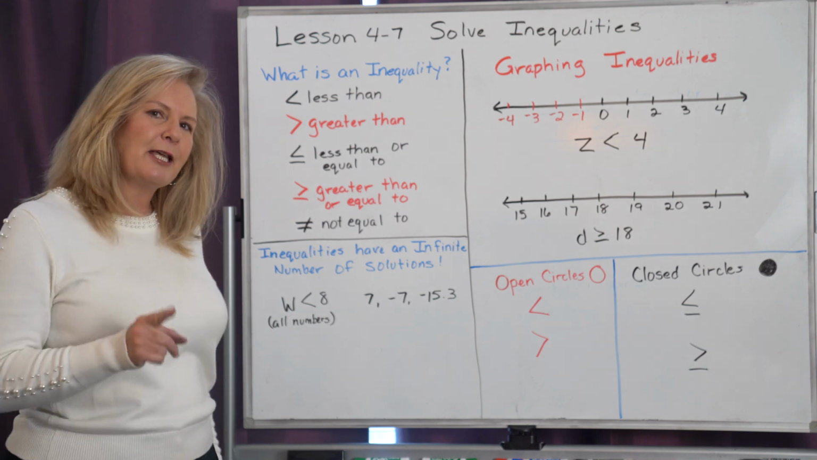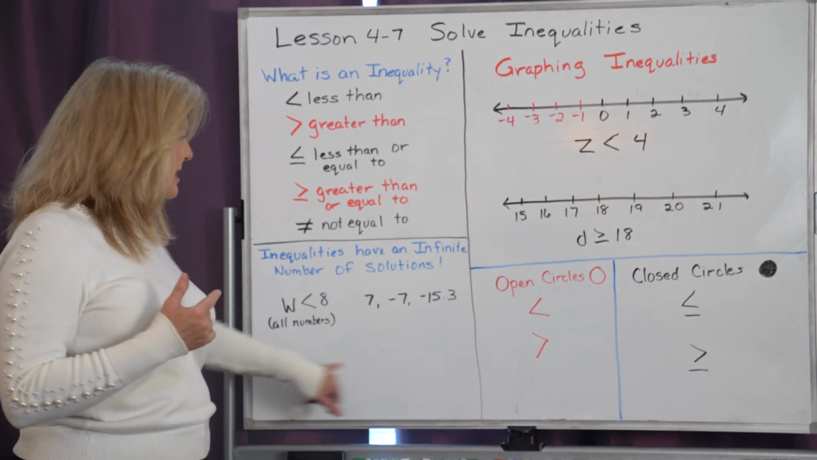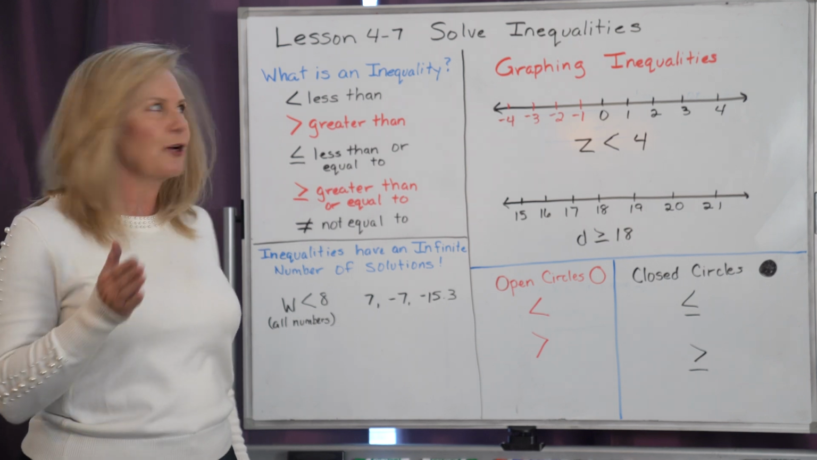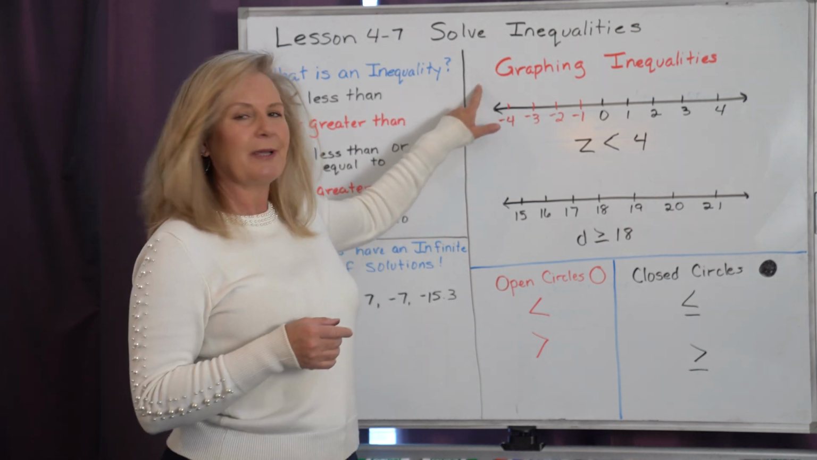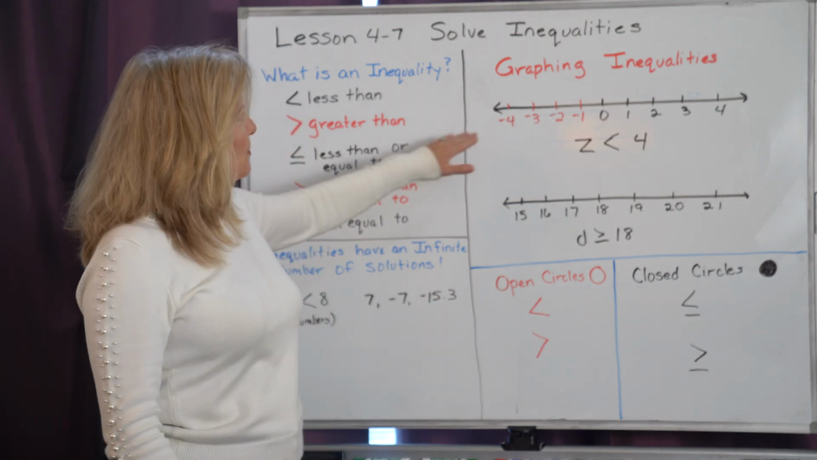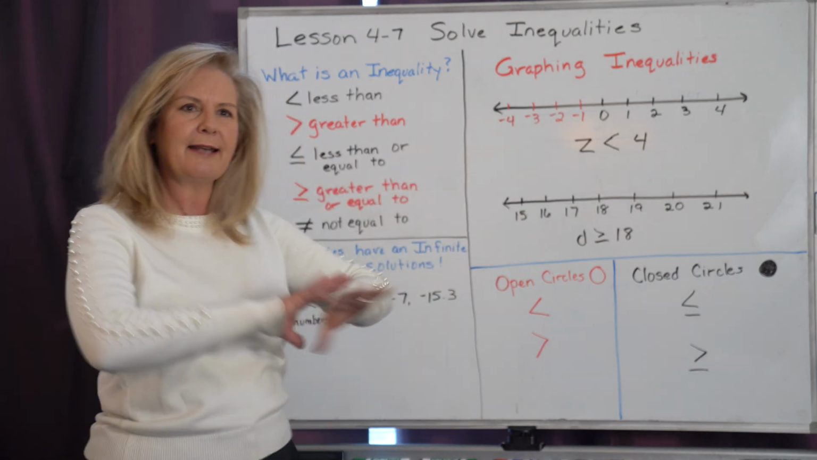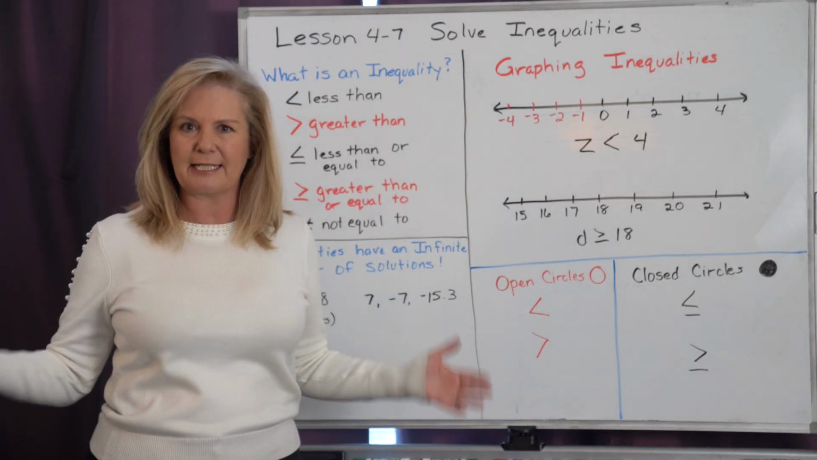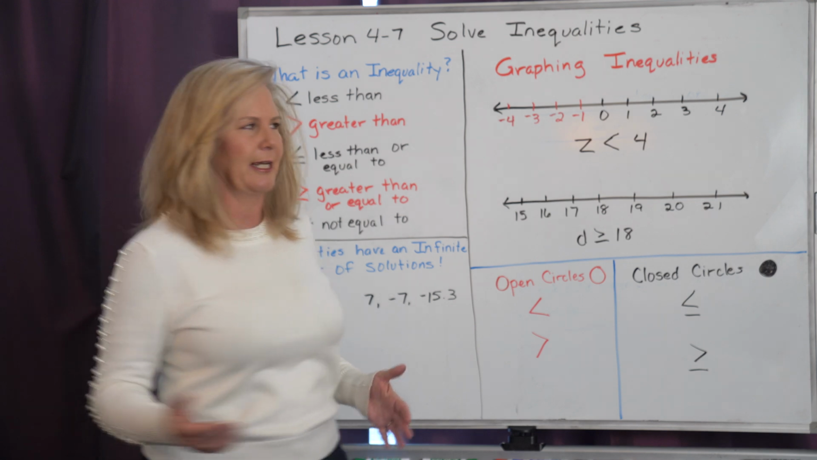So there has to be a way in math where we can show these infinite number of solutions in a much easier way. And what we do is we call it graphing inequalities. So we're going to take a number line, because the number line is the one thing in math that's going to show all possibilities of every type of number there is.